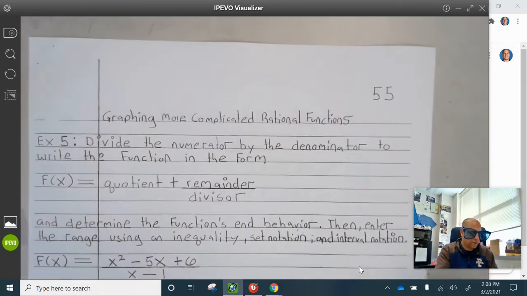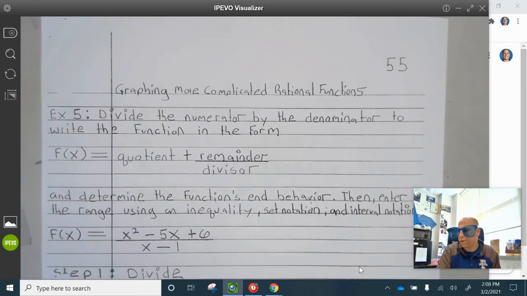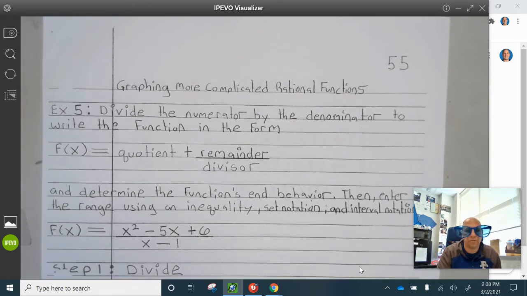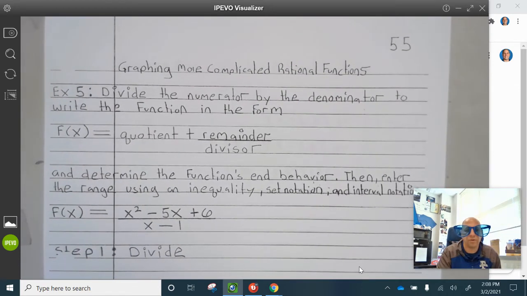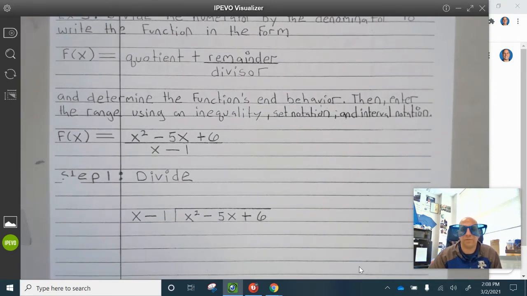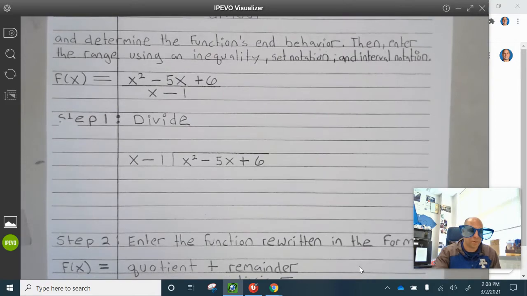All right. Example 5. Okay. Divide the numerator by the denominator to write the function in the form f of x equals quotient plus remainder divided by divisor. And determine the function's end behavior, then enter the range using inequality, set notation, and interval notation. So f of x equals x squared minus 5x plus 6 divided by x minus 1. Okay, so we're going to divide.